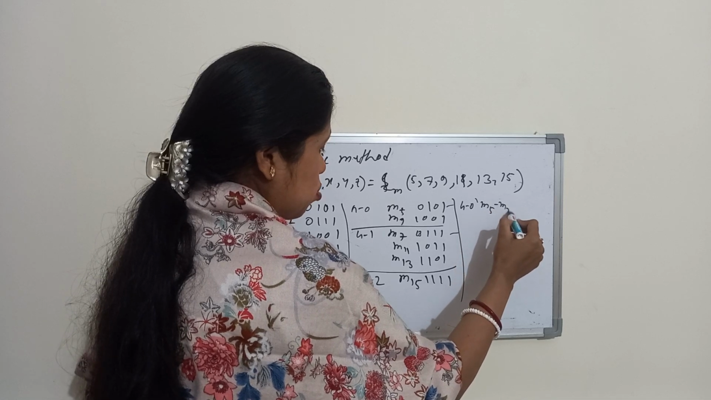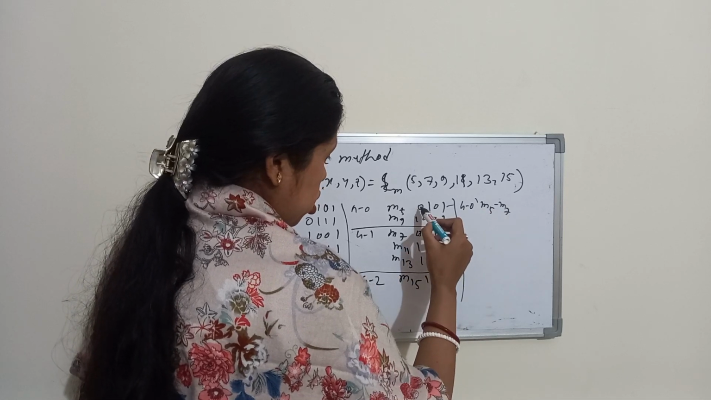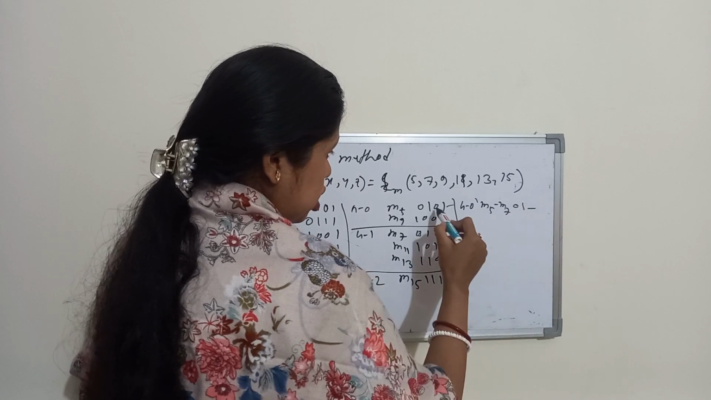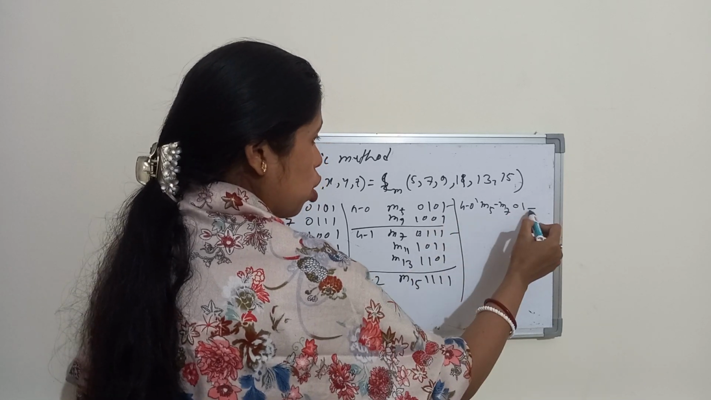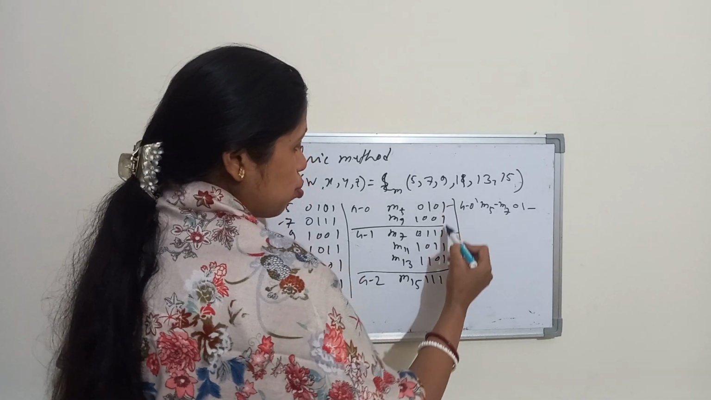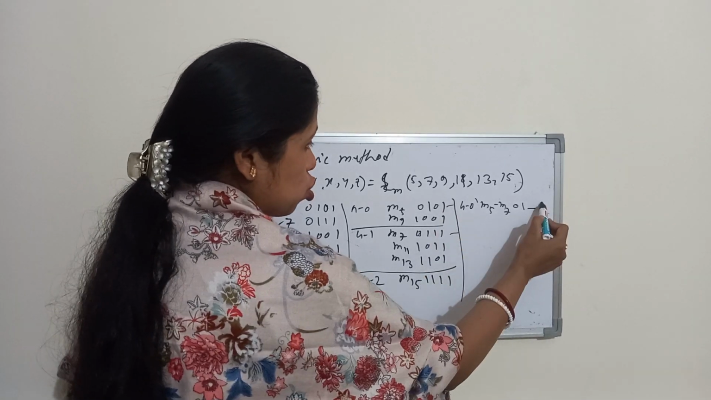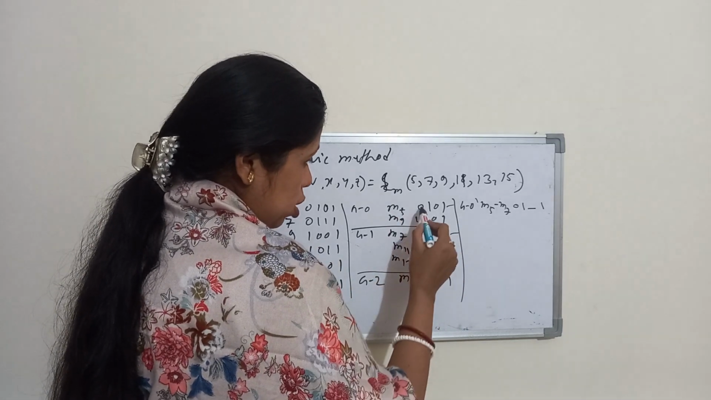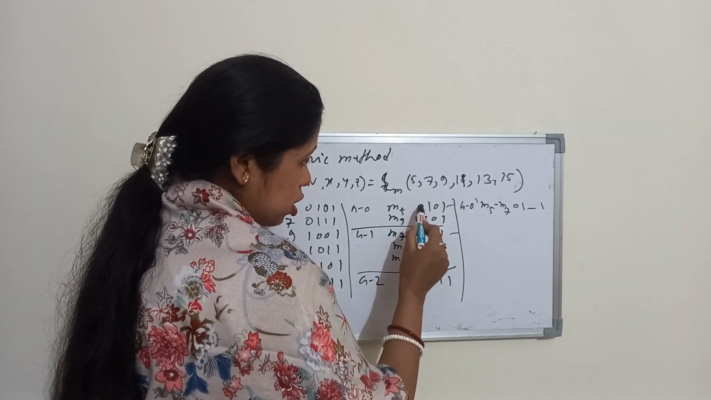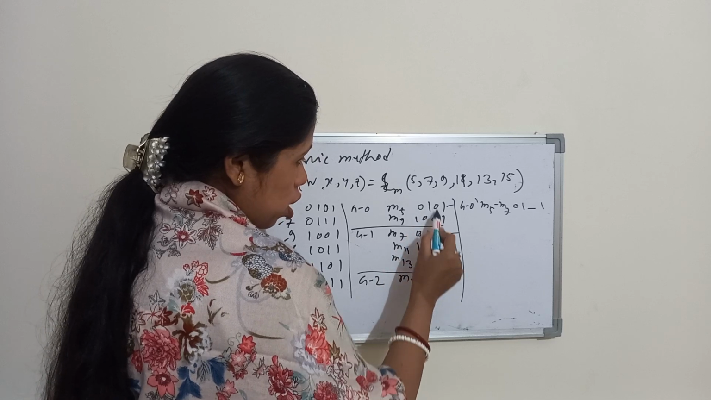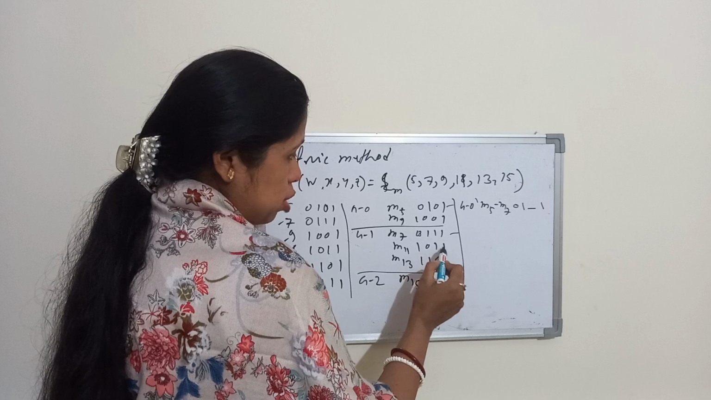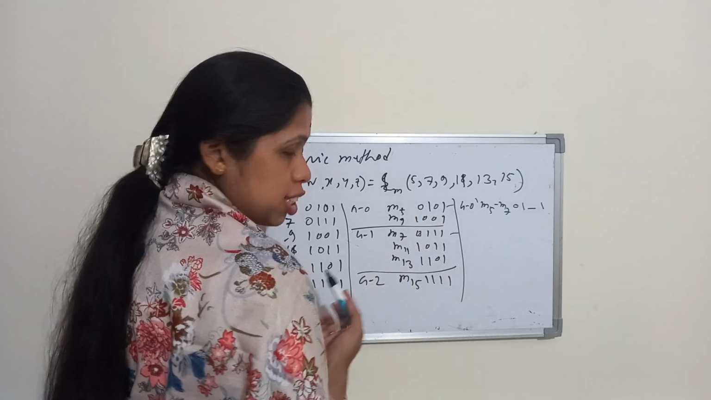M5 and M7: the first bit is the same, the second bit is also the same, the third bit changes. Here it is 0, here it is 1. So you have to put a dash mark. In the fourth bit you can see both are also the same. Now I am coming to M7 with M11. It changes: here it is 0, here it is 1, 1, 0, 0, 1. So you cannot compare M5 with M11, because the first three bits are changed.